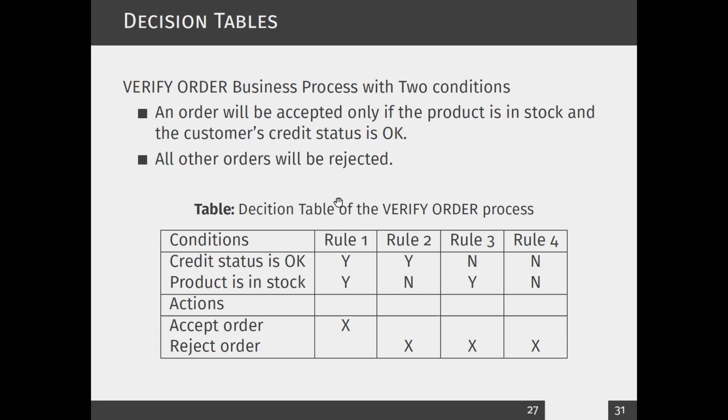Right? Those are the conditions. Then after the conditions, we put the actions. And in this example, we have two actions. Either we accept the order or reject the order. So we know that when both conditions hold, we are going to accept. So that's why we have a cross here to say that, okay, when both conditions are yes, credit status is okay, as well as product is in stock, we are going to accept the order.